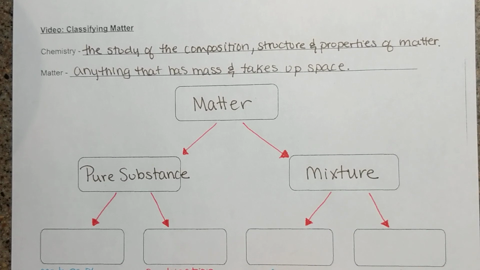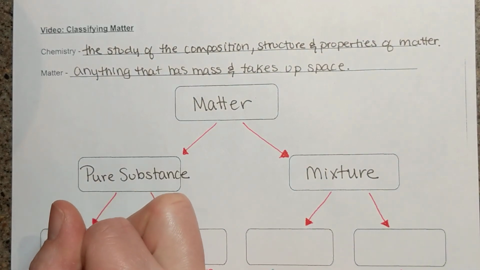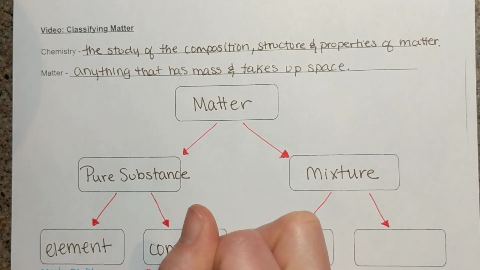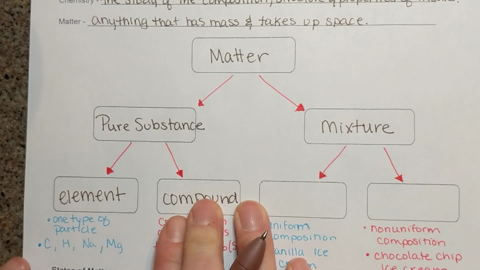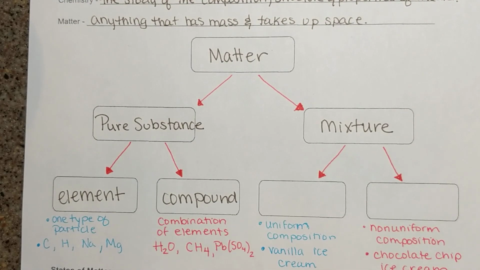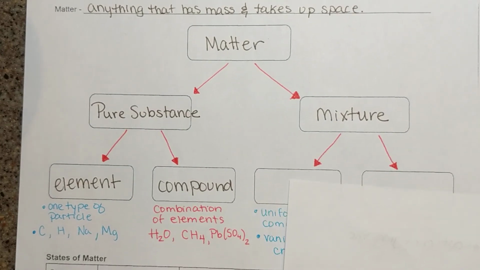A pure substance is exactly what it sounds like, something that is pure. Something that is pure is either an element or a compound. An element is made up of one type of particle. So if we were to look at a periodic table, we would see that on the periodic table we have elements listed, so we could find carbon and hydrogen or sodium or magnesium.